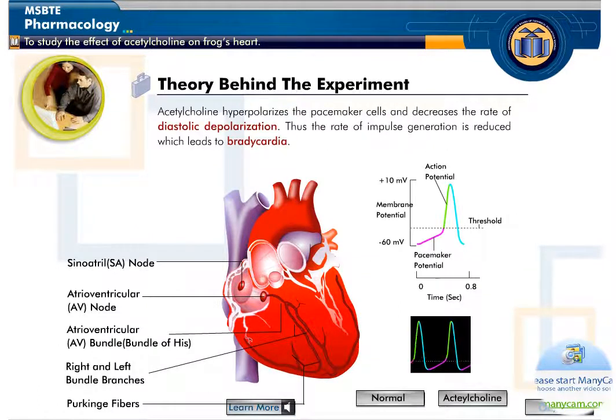SA node is pacemaker of human heart, which regulates heart rate. Acetylcholine reduces rate of depolarization of SA node and thereby reduces heart rate. You can see the gap between two action potential peaks is more in presence of acetylcholine.